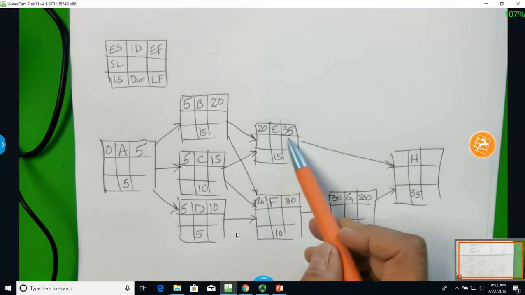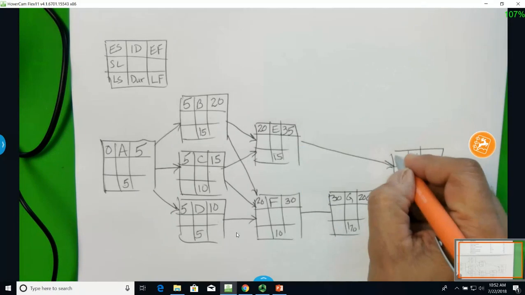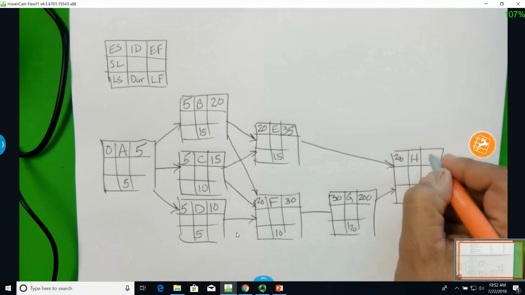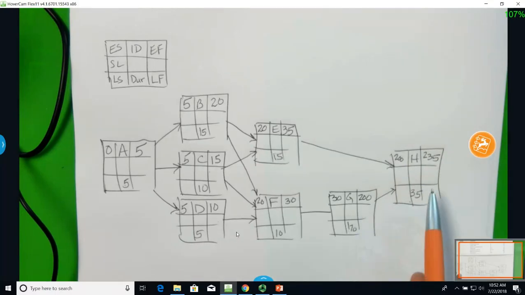H depends on E and G. Well, I can't start it till G is done. I can't start this till 200. So 235 when I add that on. So now I know this is a 235-day project. Again, with this simple one, you could have figured that out probably in your head, but this shows you how you go through and figure out the length of your project.